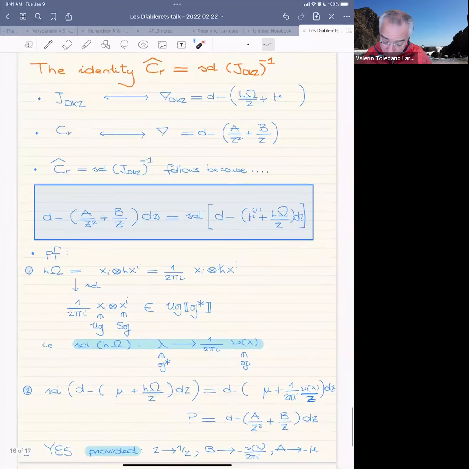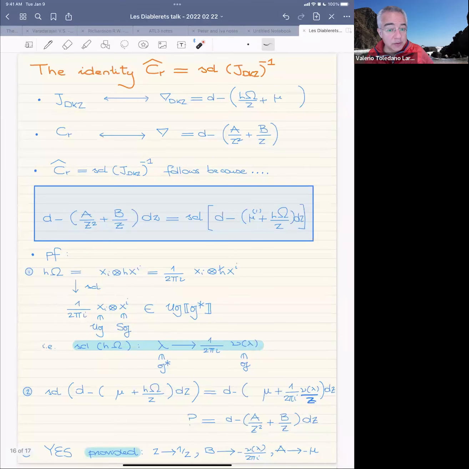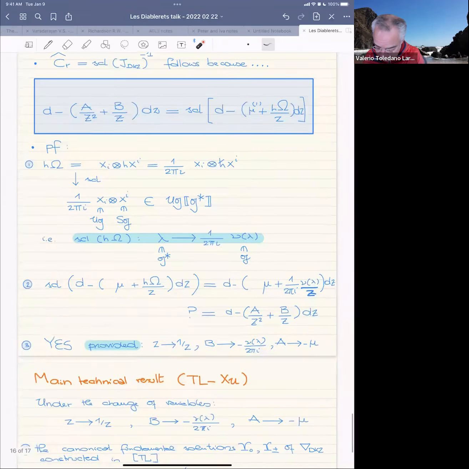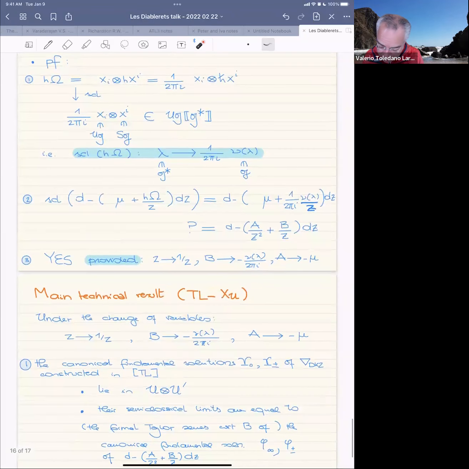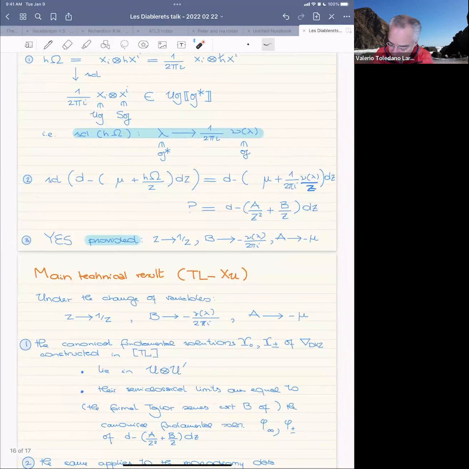And so then it gives you the hope that such a thing will be true of all the package that comes from the differential equation, its canonical fundamental solution, its monodromy data, and so on and so forth. And as it turns out, it's true. This is the main technical result that Xiaomeng and I prove, although it requires, of course, some work.